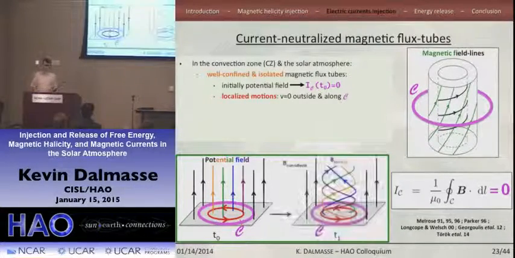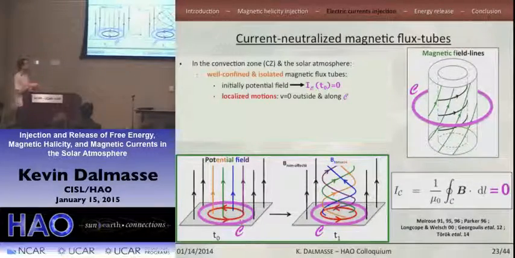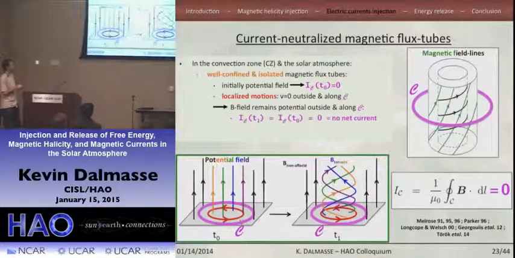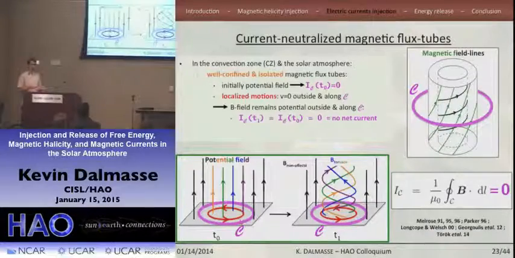So if you look at the configuration at a later time, you now have a twisted flux tube, and the total electric current enclosed by C corresponds to the total electric current flowing inside of this flux tube. And because the velocity field is 0 along C, the magnetic field along C remains constant during the twisting. So this means that the circulation of the magnetic field, and so the electric current, remains equal to its initial value. And so the total current carried by this flux tube has to be 0.